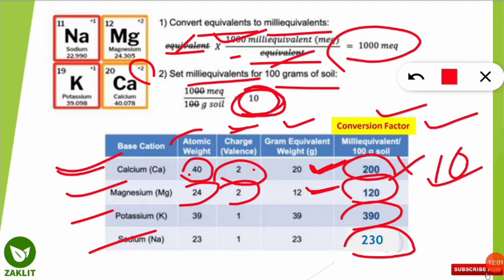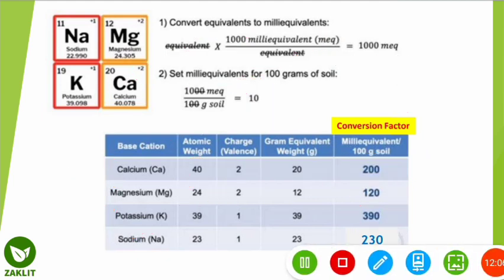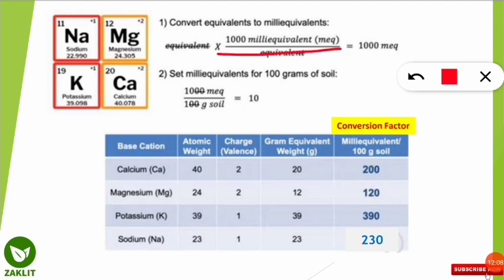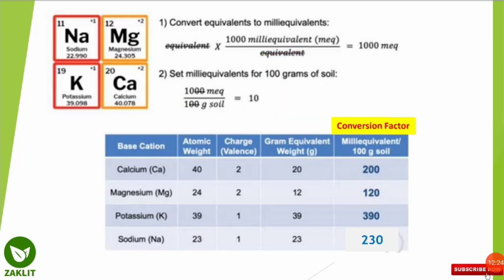So here what I wanted to tell you is that, first of all, to convert it from equivalent to milli equivalent, we have to multiply anything with 1000. Then 10 will be the milli equivalent set for calculating for 100 grams of soil, because 1000 milli equivalent divided by 100 gram will be 10, which will be used as the multiplication conversion factor. So here gram equivalent weight will be calculated, then multiplied with 10. Let's move to the next slide.